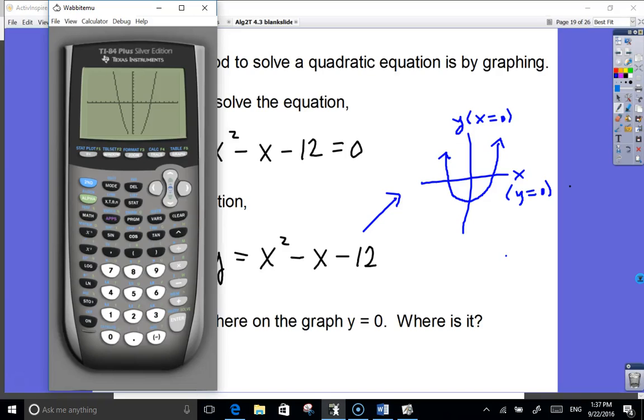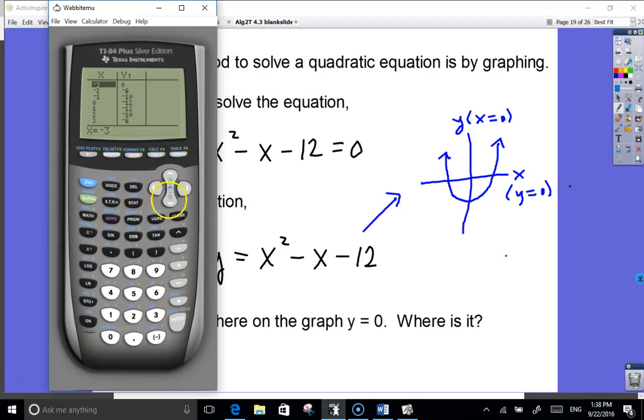And what are they? It looks like -3 and +4. Now, you could confirm that by going to the table of values. Where do you find the table of values? Second graph, right? Yes. So look at -3. I scrolled up so I could see x equals -3 and y equals 0. Okay, that's what we expected.